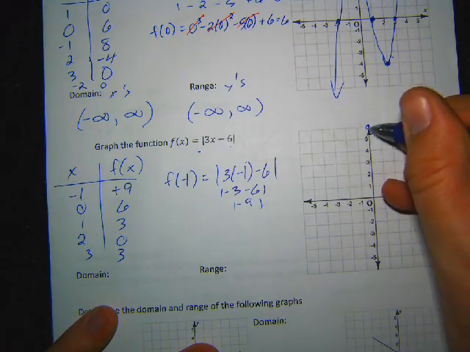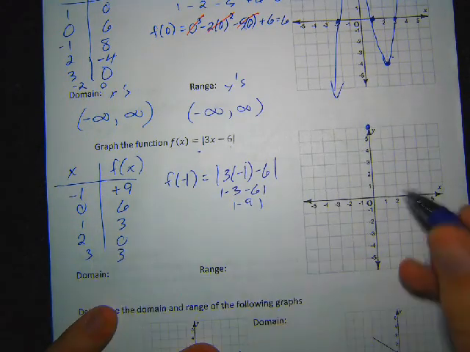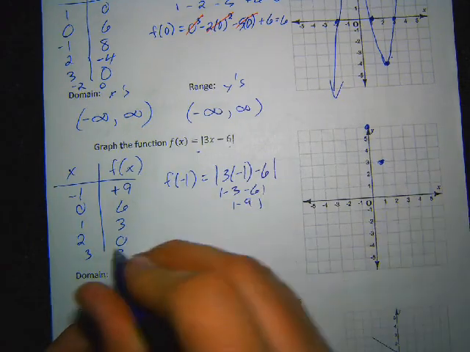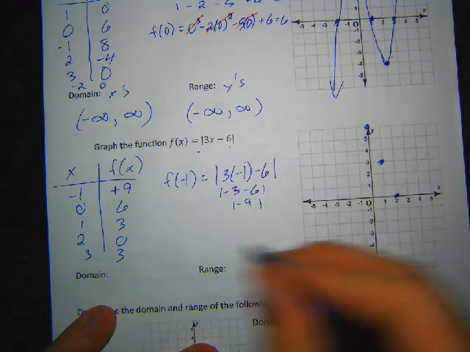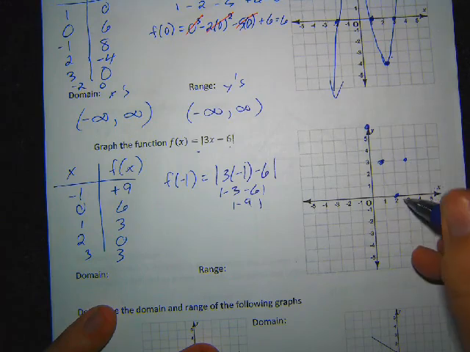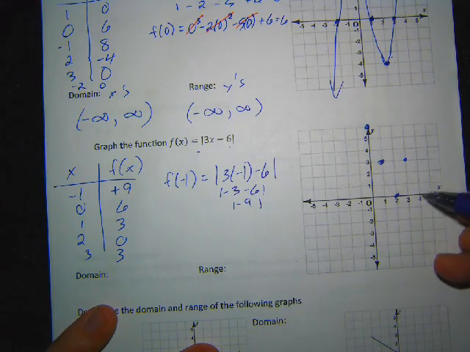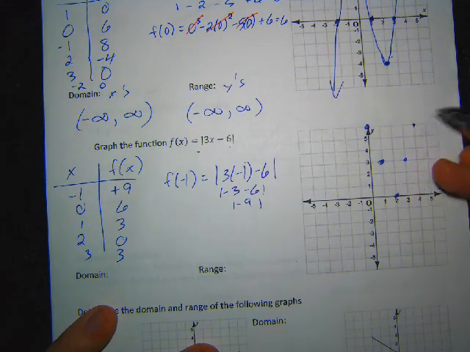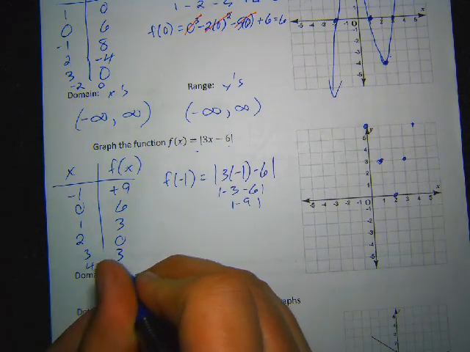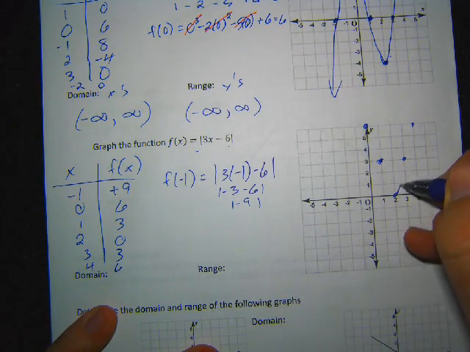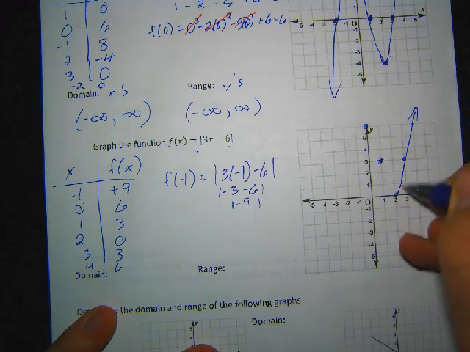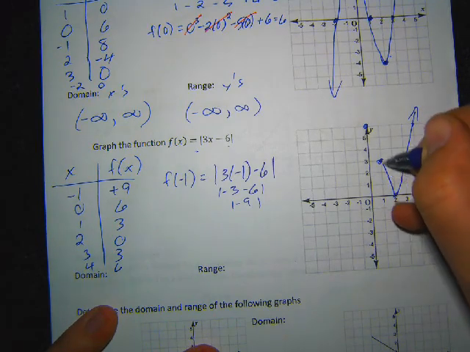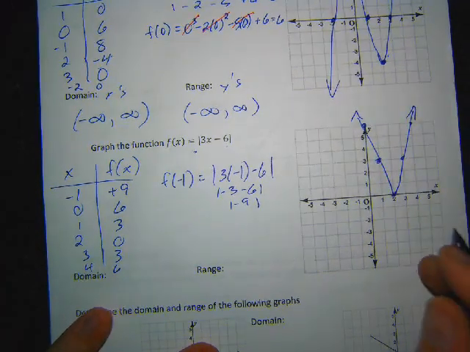0, I get 6, which is right there. 1, I get 3. 2, I get 0. 3, I get 3. And so you can see if you did 4, I think, yeah, 4, you get 6 again. It goes up here. 4 is 6. There's another one. You can see that it actually makes this V. It's a straight line V, not curved. That's just a bad drawing right there. It looks like this. That's what absolute values typically do.